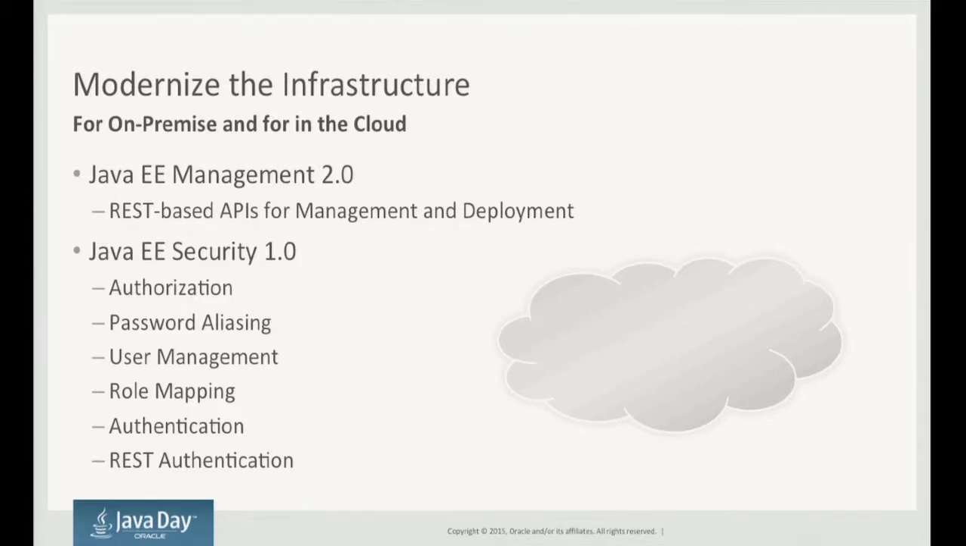So the third theme that I'd like to talk about is what I've called here modernizing the infrastructure, both for use in the cloud, where it's particularly important, but also for use on-premise. And the two areas that we are looking at here in particular are the management API and work in Java EE security. So these are both new projects under the Java Community Process. We had many, many suggestions in the security area. I'm going to talk about a few of these, but there's much too much here that I can go into all of them.